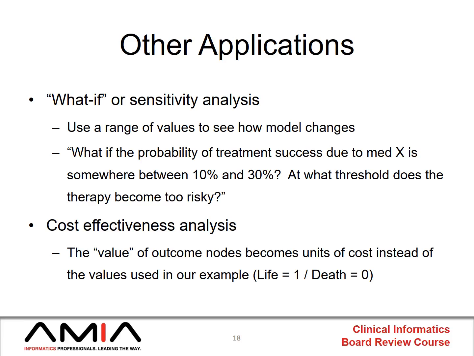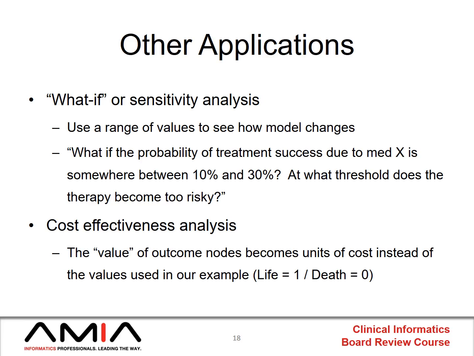So let's change the vignette a little bit and say, what if the probability of treatment success due to medication X is somewhere between 10% and 30%? We're not certain what it is. It's just somewhere between 10 and 30%. Can we identify the threshold at which therapy becomes too risky?